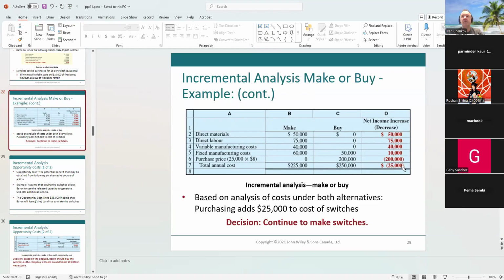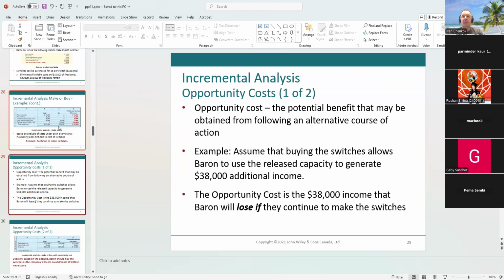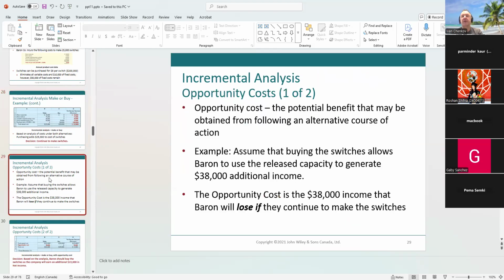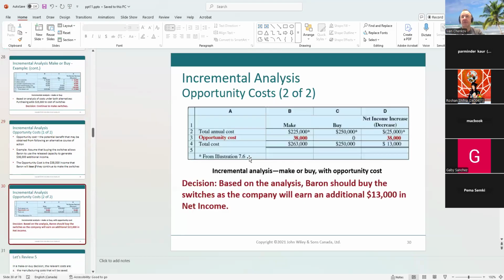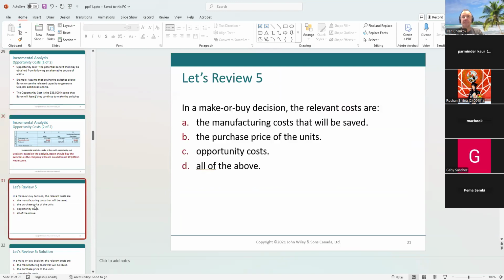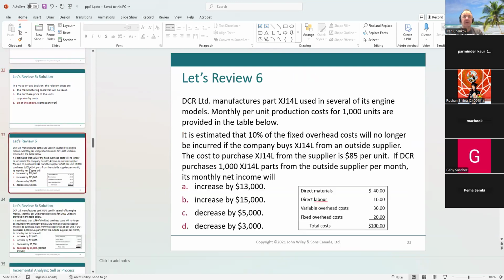If you buy it outside, you have to pay $25,000 more. However, now when you don't make it inside, you free up the capacity. The question is, can you do something about that capacity? If you can generate from the released capacity $38,000 income, that's going to be enough to cover your loss of 25 and give you another $13,000 positive. So in that case, clearly go and do it. We did this in class. Let's go with this. That's where we stopped, correct?